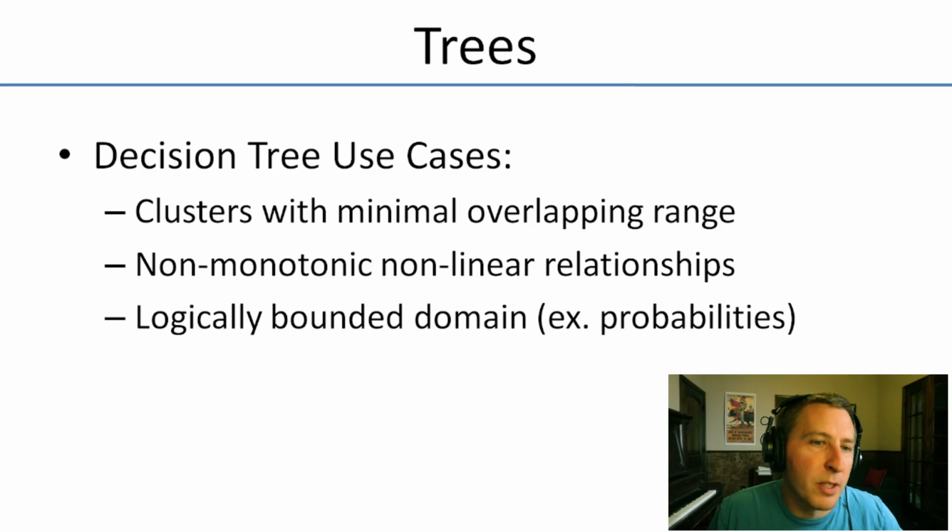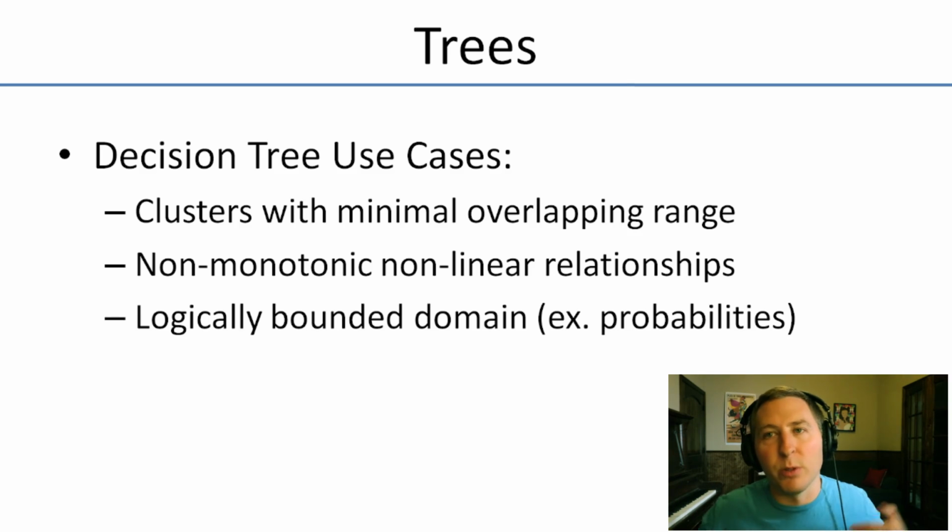And then finally, logically bounded domain. So probabilities do extremely well with decision trees because, right, it has to be between 0 and 1. There's no way outside of that. And in these sort of cases where the different domain of these values doesn't matter as much, there's no added value by using a linear regression approach here because you don't really need that extendable robustness.